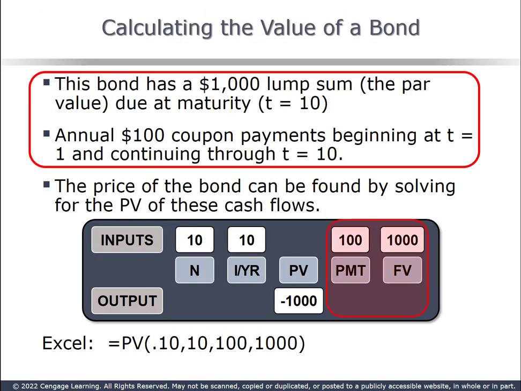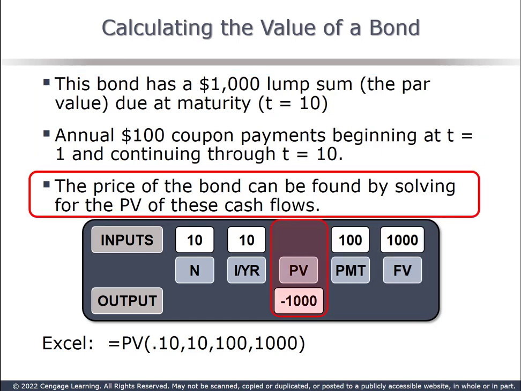Here's the same bond solved with the TVM keys. Note that payment and FV are positive. They're inflows. Solving for the PV of the annuity, N is 10 years, IY is 10%, the payment is 10% times 1,000, $100. Future value is $1,000, the face value. Compute PV, $1,000.